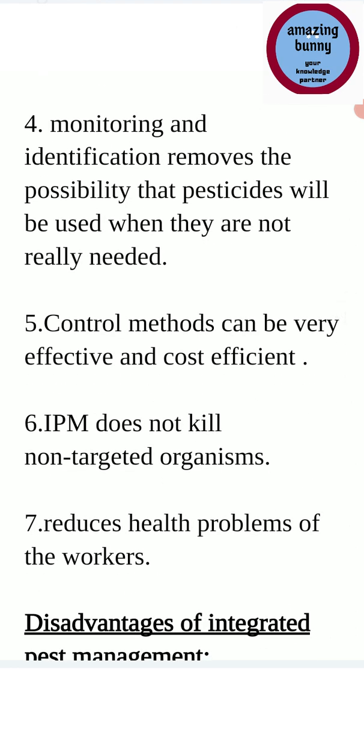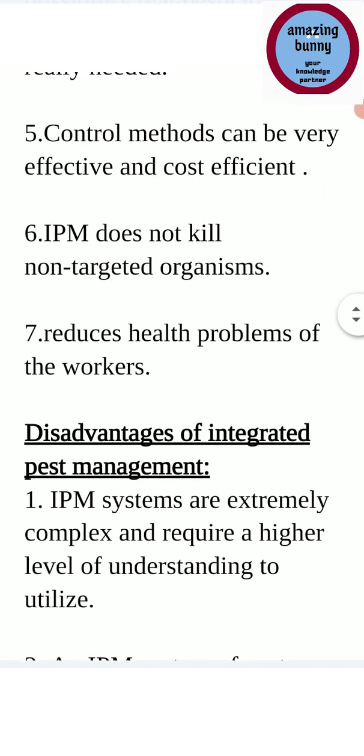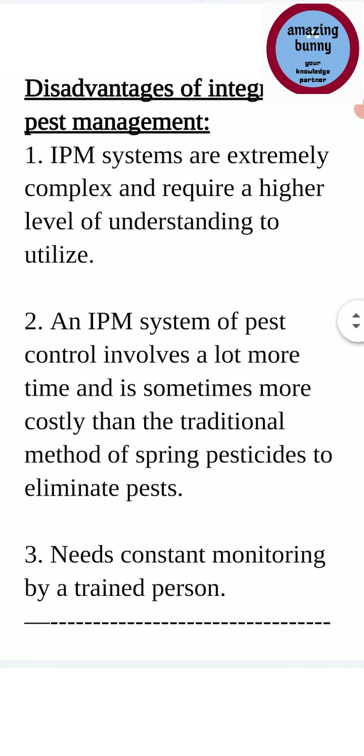Then monitoring and identification removes the possibility that pesticides will be used when they are not really needed. Next advantage, control methods can be very effective and cost efficient, and IPM does not kill non-targeted organisms. And the next advantage, reduces health problems of the workers. Now there are disadvantages also. IPM systems are extremely complex and require a higher level of understanding to utilize.